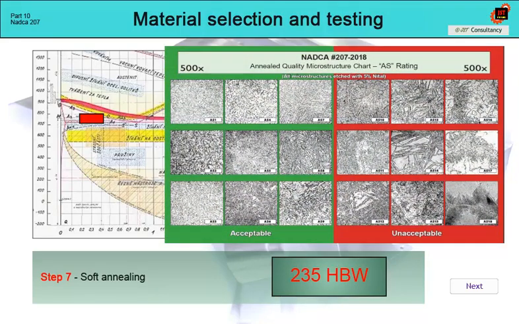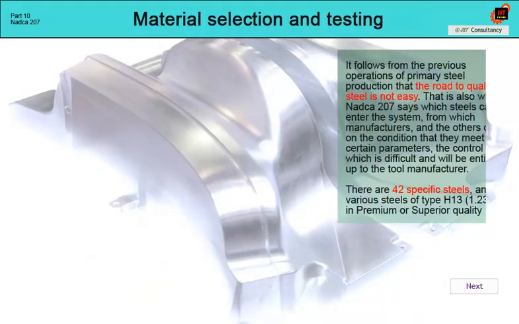Acceptable annealing structure maps are part of the NADCA recommendations. Based on them, a partial initial evaluation of the material can be carried out, and those that do not conform to these maps can be excluded. It follows from the previous operations of primary steel production that the road to quality steel is not easy. That is also why NADCA 207 says which steels can enter the system, from which manufacturers, and the others only on the condition that they meet certain parameters, the control of which is difficult.